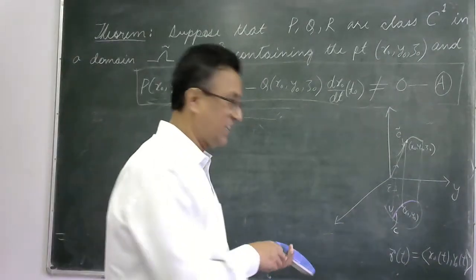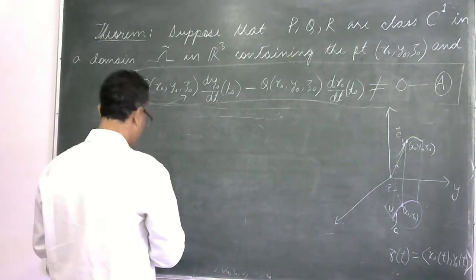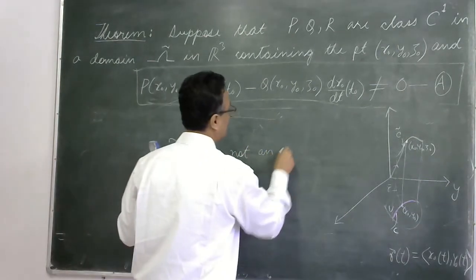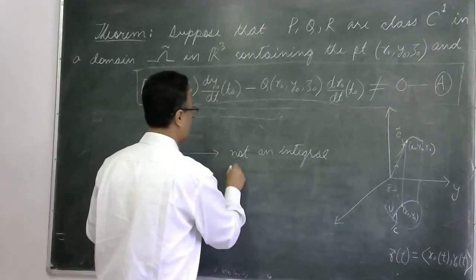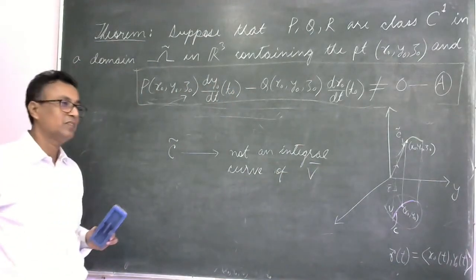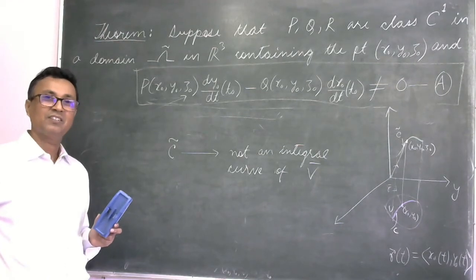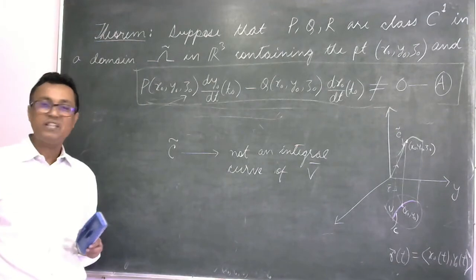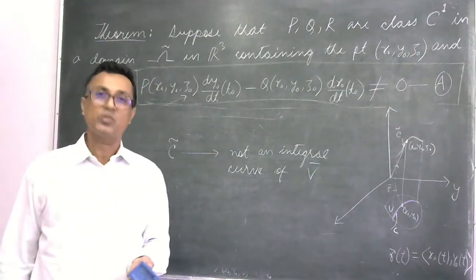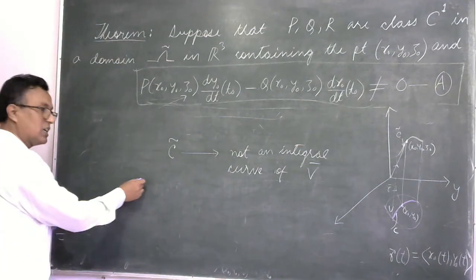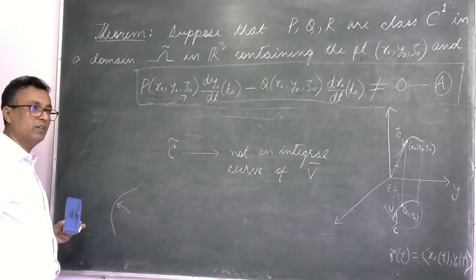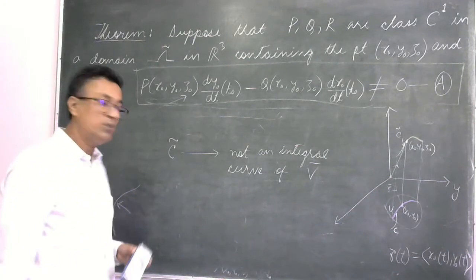So if V is not tangent, that means C tilde is not an integral curve of V tilde, isn't it? Right? It is not an integral curve of V tilde. Now, if it is not an integral curve, we already know that we have a procedure: if you have an initial curve which is not an integral curve, then you can get a unique solution.